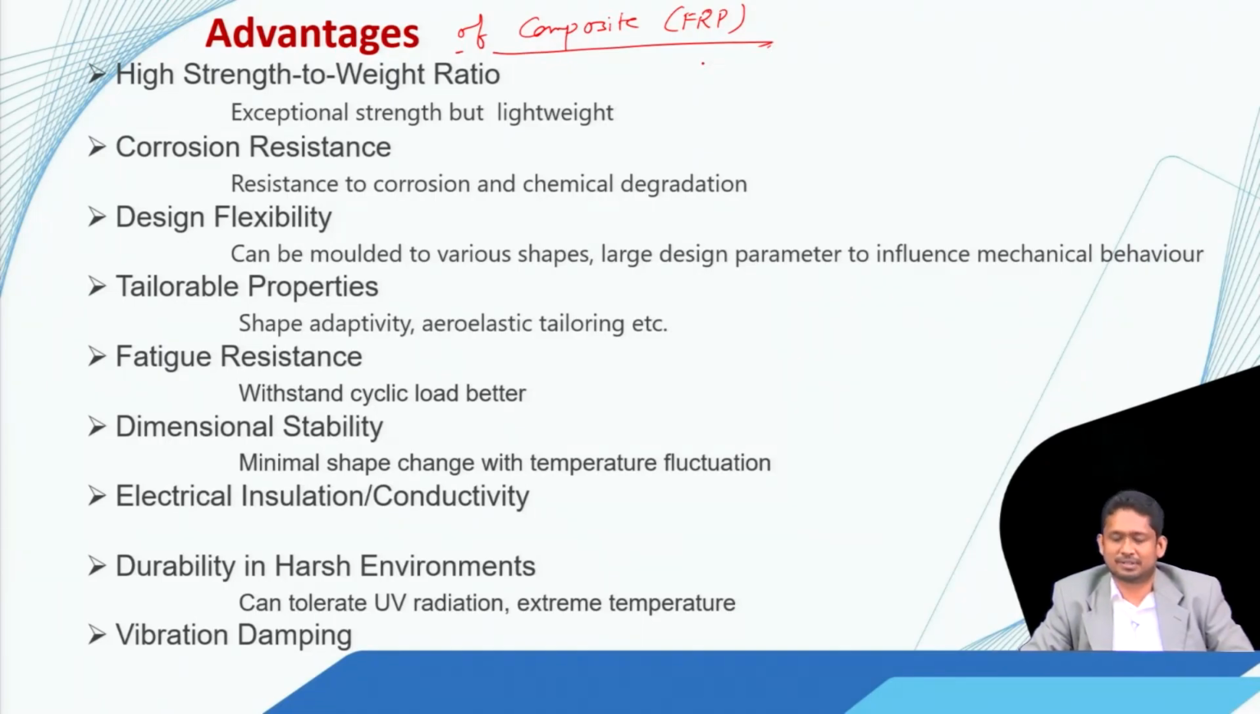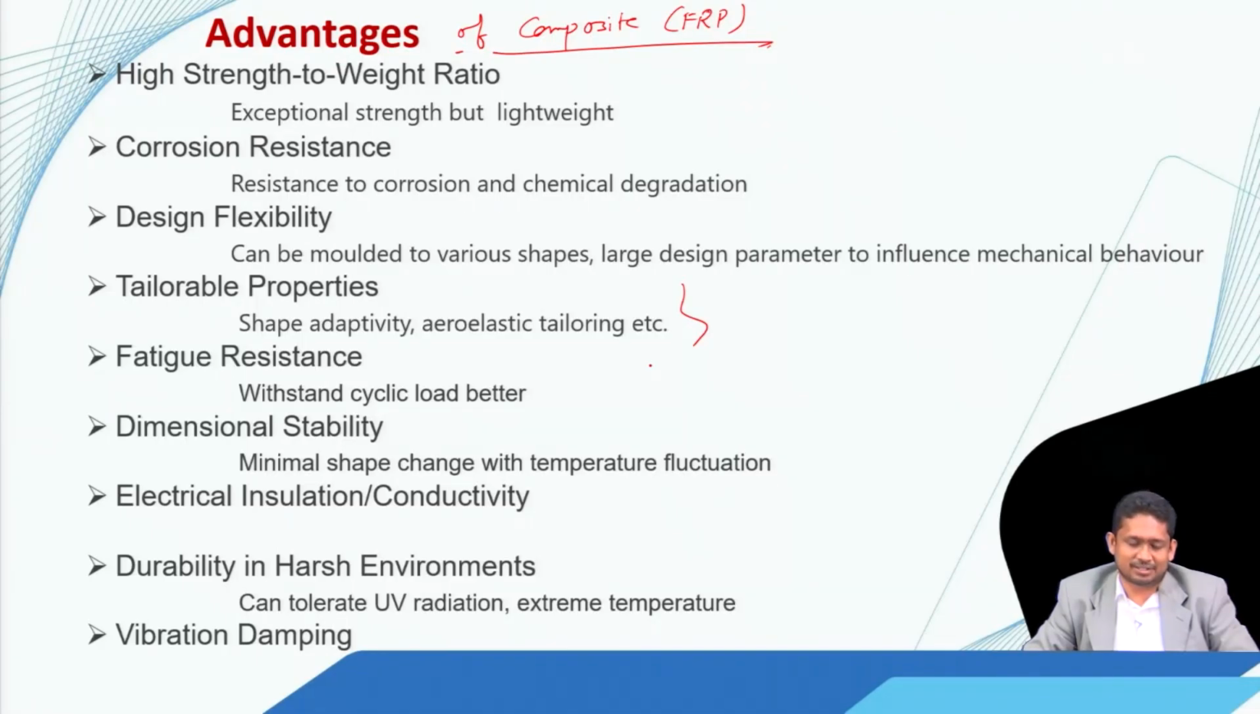In many cases the shape itself becomes a part of a good design, and composites help us because they can be molded into various complex shapes. And also we have large design parameters. We have seen that we can orient fibers in different directions at different plies, and that gives us immense flexibility as a designer. And because of these design flexibilities, we can do various tailorings. We can go for shape adaptive design, aeroelastic tailoring, and so on.